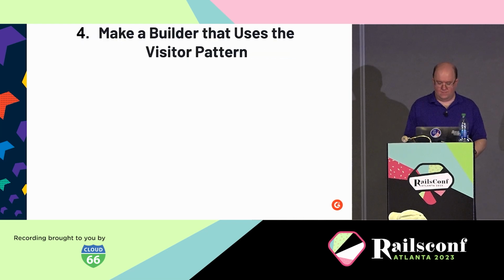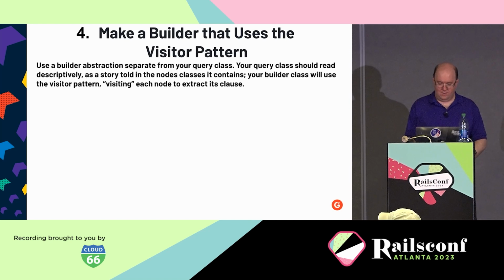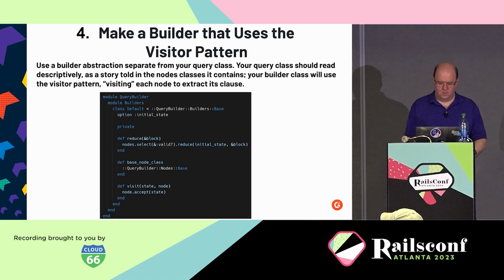All right. Finally, you want to make a builder that uses the visitor pattern. So a builder abstraction should be separate from your query class. Your query class will read descriptively as a story told in the node classes it contains. Your builder class will use the visitor pattern, visiting each node to extract its clause. And we saw that with our default builder here and the reduce algorithm it uses.